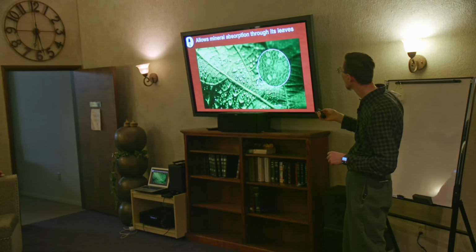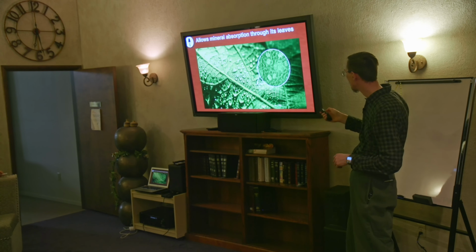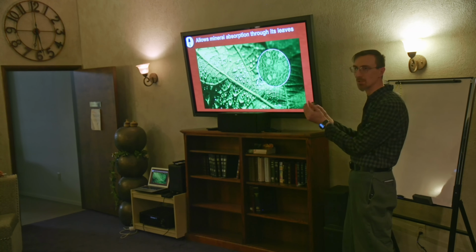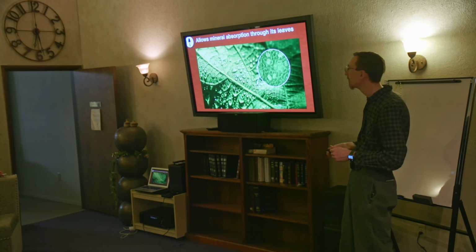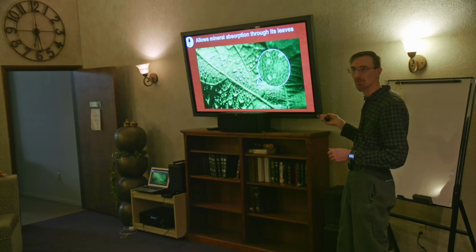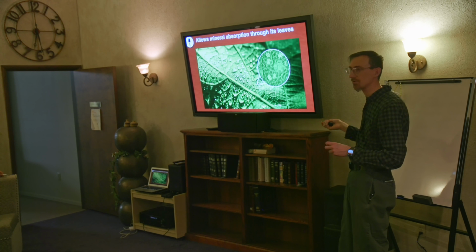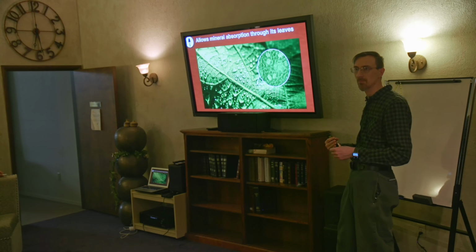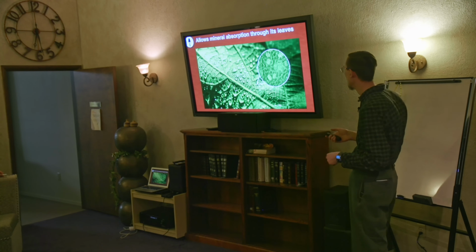And here's an up-close picture of the stomata. These little mouths here look like little seeds, but they open and close, letting water out and minerals in. Those stomata are also what allows the carbon dioxide from the air to go into the plant. So that's the mechanism it uses to get that in there.